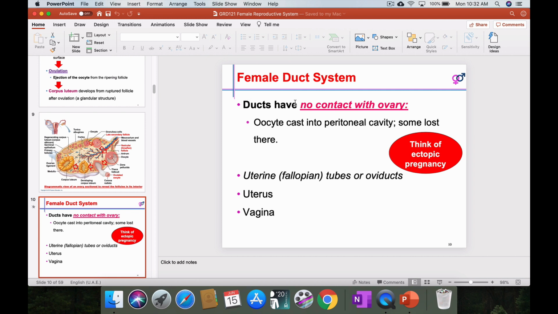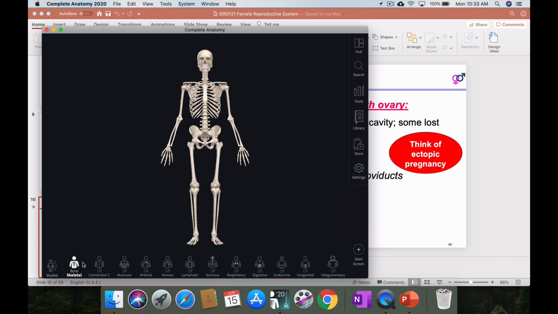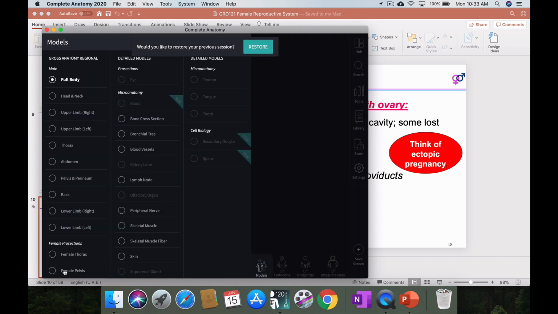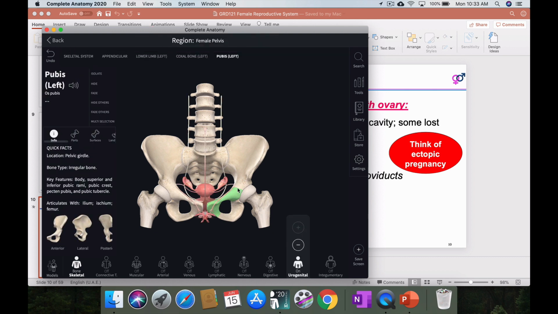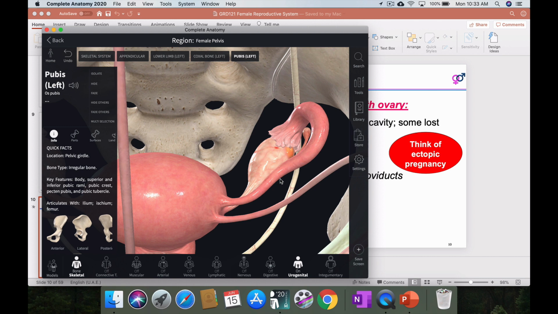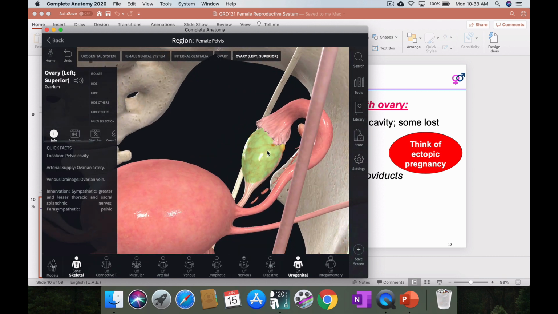Okay, you know the location of this ovary that is present in the pelvis. The ovary is present in the pelvis, and this ovary is not in contact with the female duct, I mean the fallopian tube. If you look at the fallopian tube very closely, they are just like adjacent structures. You see, this is the ovary.